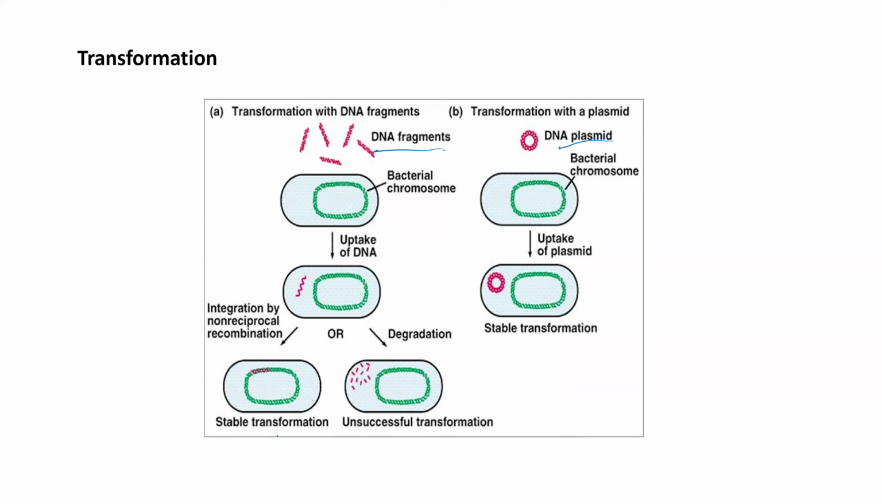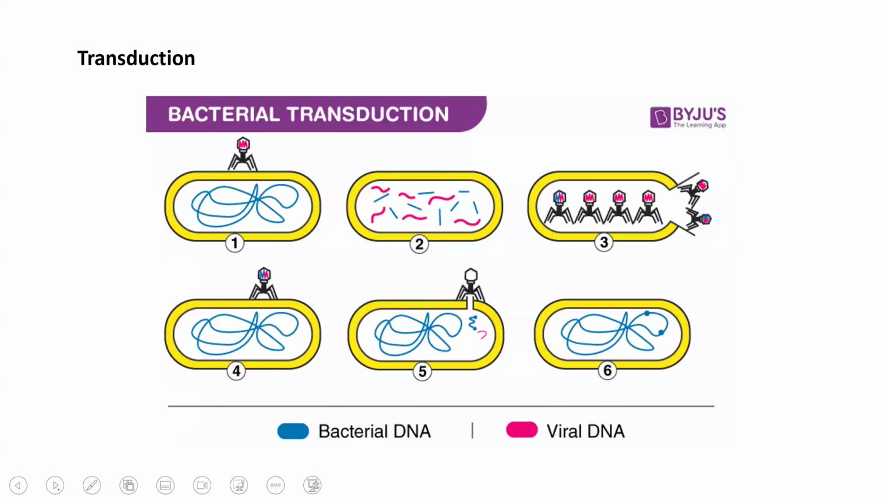For it to be successful, if it's a fragment, it has to be incorporated into that large circular chromosome. If it's not, it'll just be broken down. Plasmid doesn't have to have that. A plasmid can exist just as it is. So plasmid transformation and fragment transformation are not exactly the same thing.